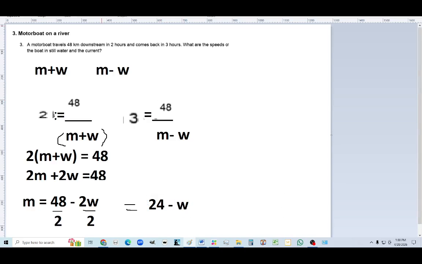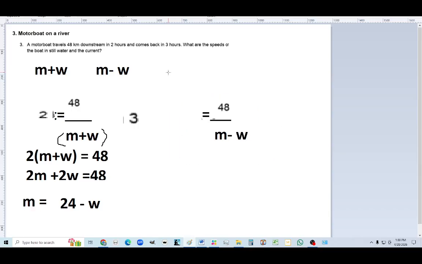These are like fraction methods. You should have known about fraction methods before. This one, of course, is slightly different because I've got to multiply by m minus w on both sides. It's only slightly different. On the right side, of course, it disappears. When I distribute, I get 3m minus 3w.